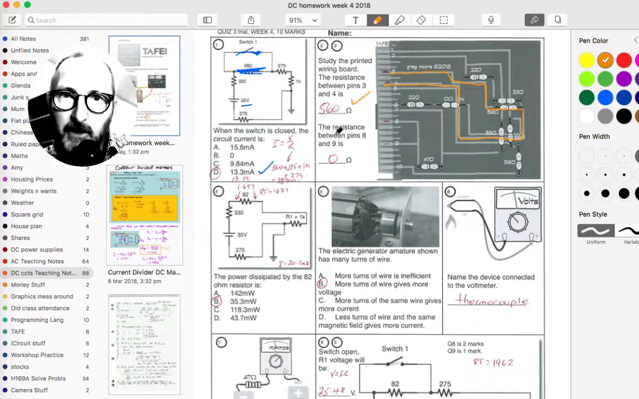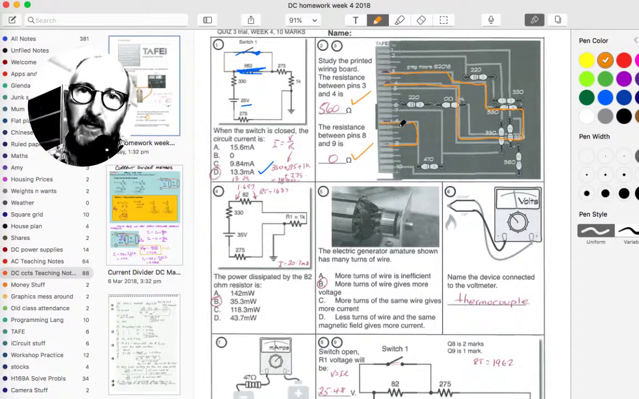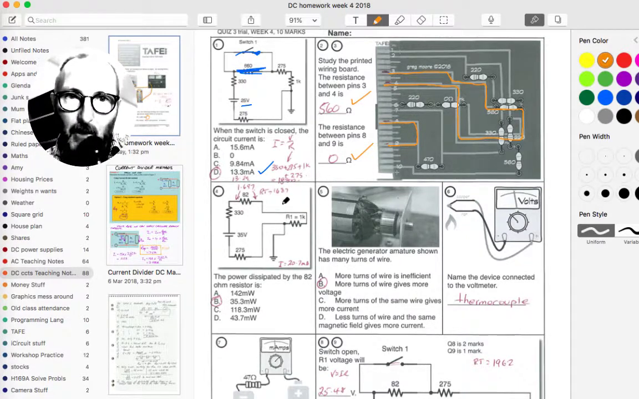The resistance between pin 8 and 9, this was a very quick question, look at that. 0 ohms. It's a link on the board, it's a short circuit. Question 4. Power dissipated by the 82 ohm resistor: you needed to work out RT, then you needed to work out the current, and then you could use I squared times R, or even V times I, or V squared on R again, to work out the power in that one resistor, and it worked out to 35.3 milliwatts.